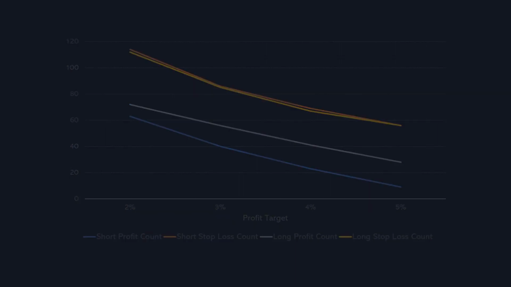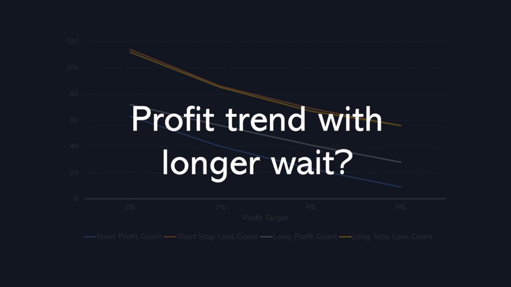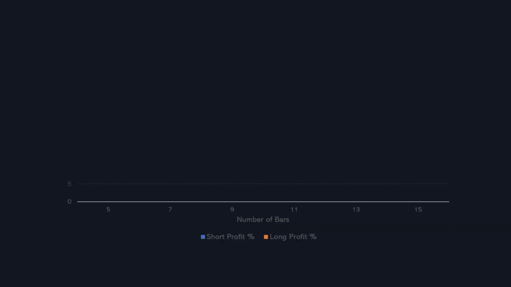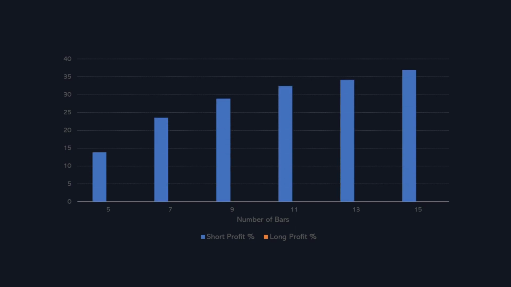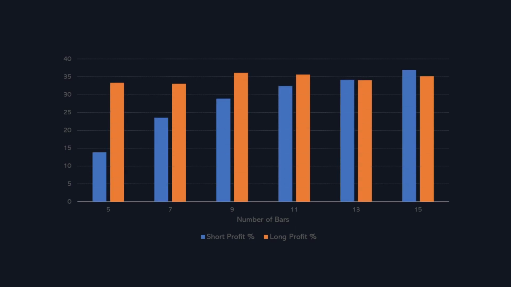So instead of 5 bars, what if we increase the number of bars to see the trend in profitability? Overall, the long trade profit stayed relatively the same over different numbers of bars. That means, whether you wait for 5 hours or 15 hours, the percentage of profit from the long trade stayed the same. However, the short trade showed an increase in profitability with a longer wait.